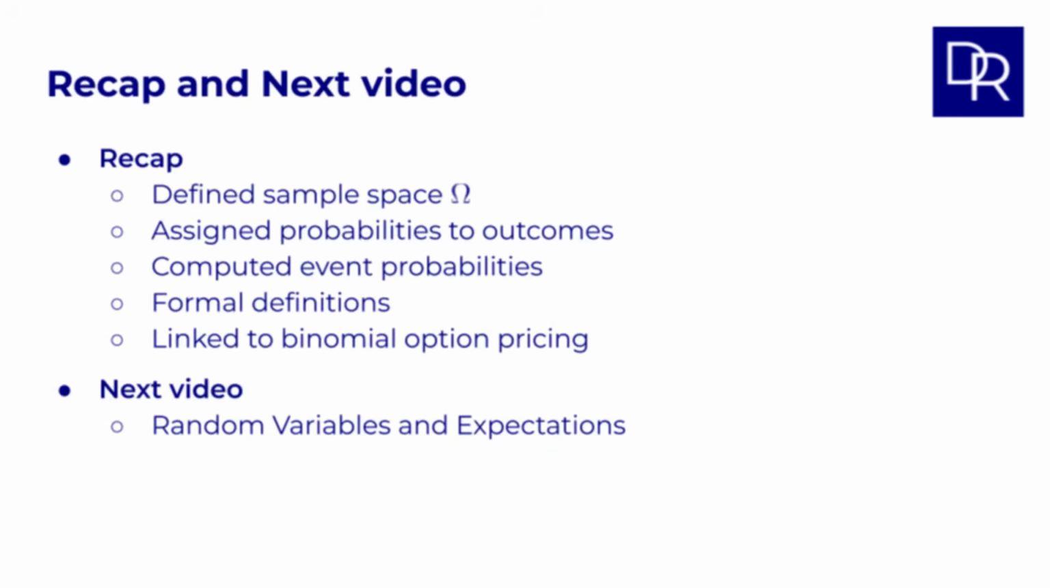So, to recap, we defined the sample space omega for 3 coin tosses, assigned probabilities to each outcome, and showed how to compute the probability of an event by summing over its outcomes. We gave formal definitions of the sample space and events, and showed the connection to option pricing. Altogether, this gives us a foundation for modeling uncertainty in discrete time. But this was just a start.